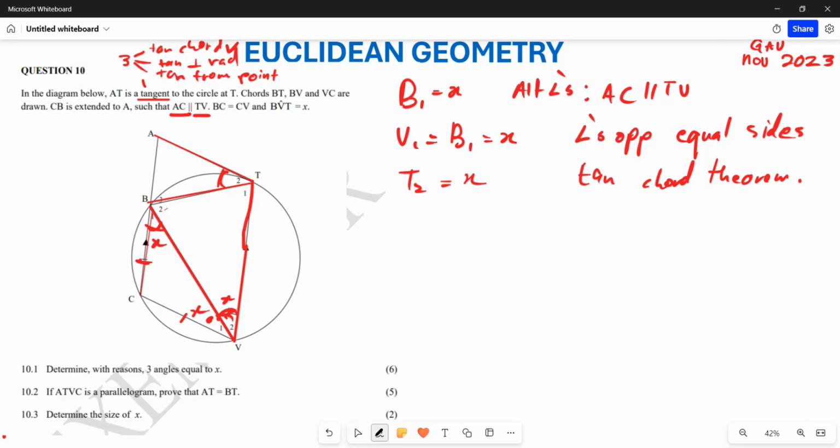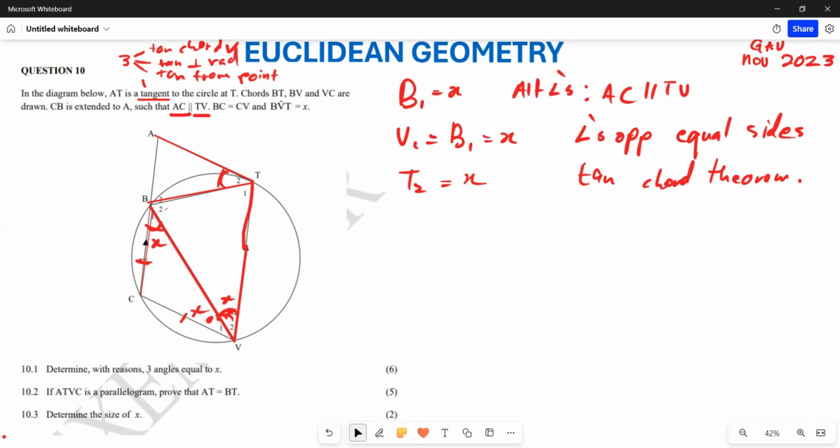Now Question 10.2. They say if ATVC is a parallelogram, prove that AT is equal to BT. So they want us to prove that AT is equal to BT. What is it that they are telling you? They are telling you that ATVC is a parallelogram. So what is it that you are going to take note of here?